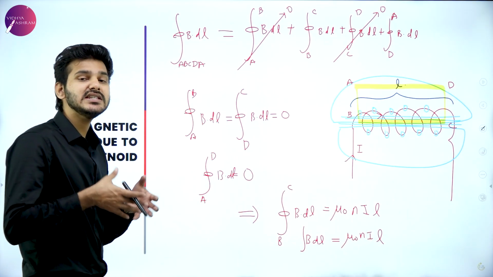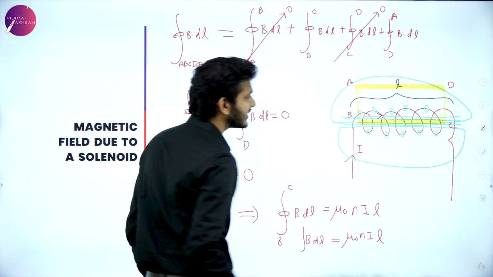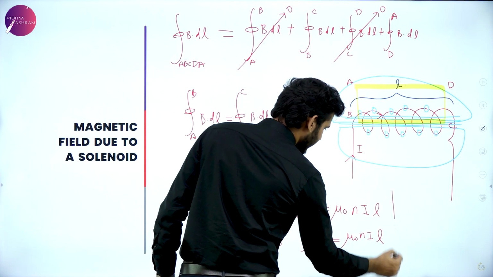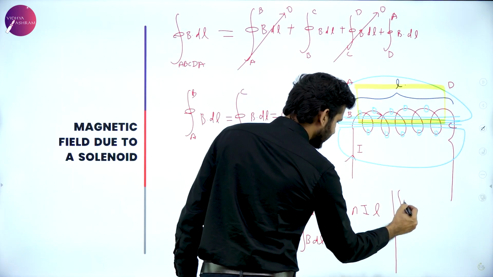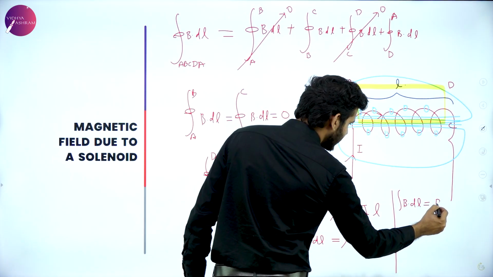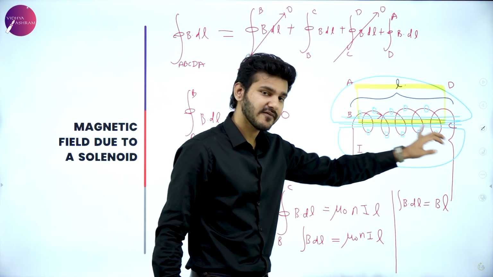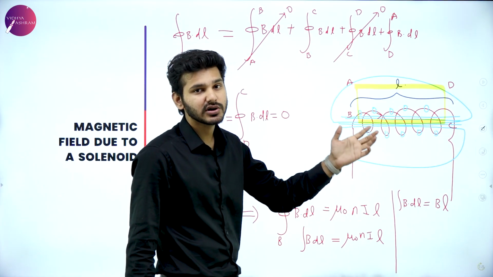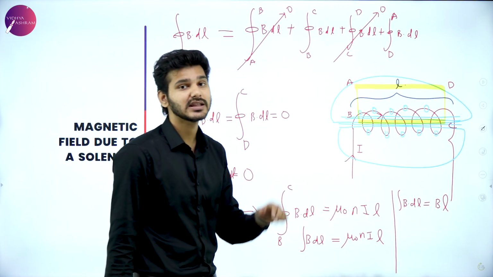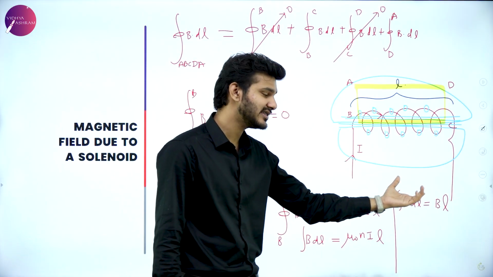And finally, when we integrate this particular line element from B to C, it is nothing but the length of the solenoid, which is L. So we can write this equation as integral B dot dl will become BL, because we are integrating from B to C where the angle is 0, which means cos theta is equal to 1, which means theta is equal to 0 degrees. And finally, B to C is nothing but the length of the solenoid, which is L. So we can write B dot dl is equal to BL.